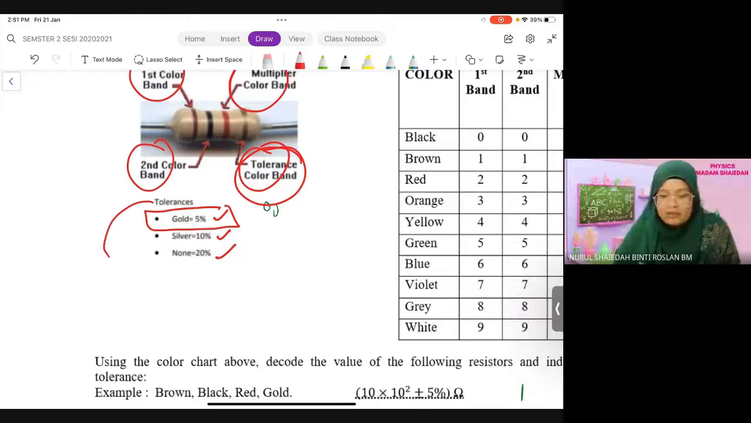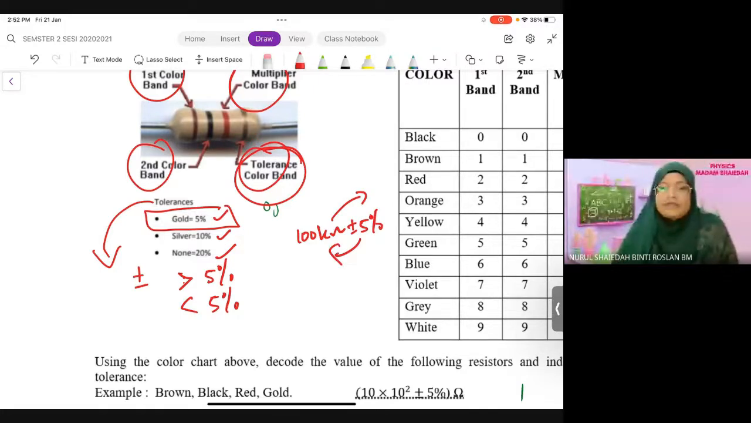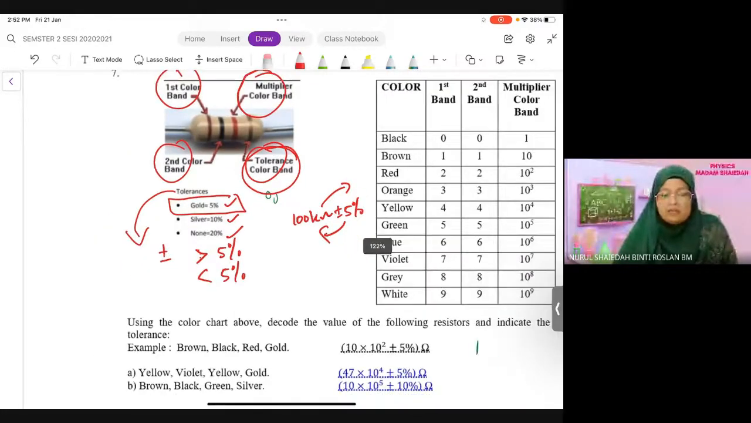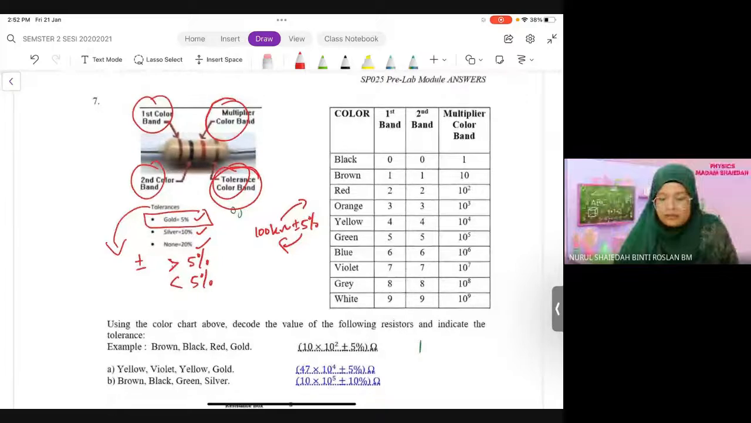So what is meant by tolerance? Tolerance ni adalah plus minus, tolak ansur dia lah. So maksudnya untuk resistor ni, dia boleh pergi more than 5% or less than 5%. Okay, let's say you punya 100 kilo ohm. So dia boleh pergi more than 5% or less than 5%. So the resistor dia boleh work dalam range lah.